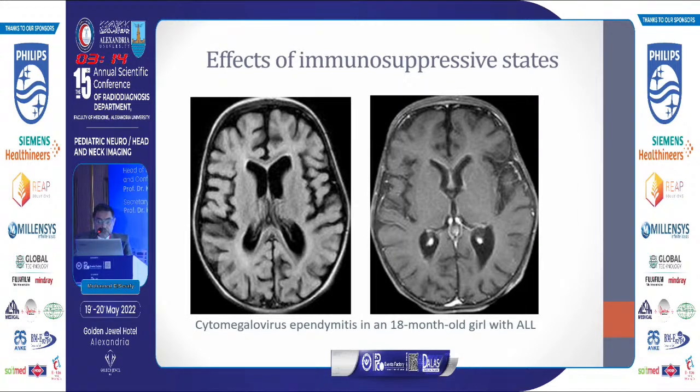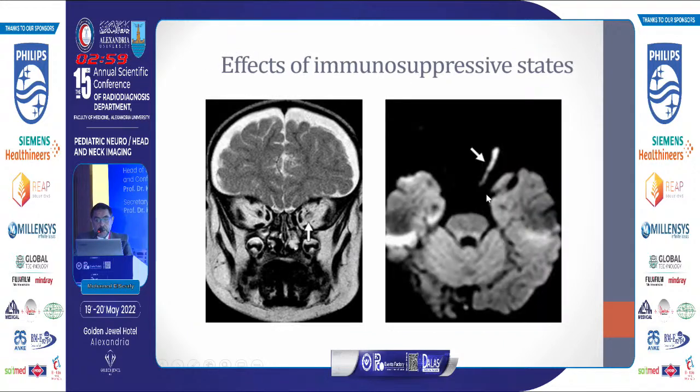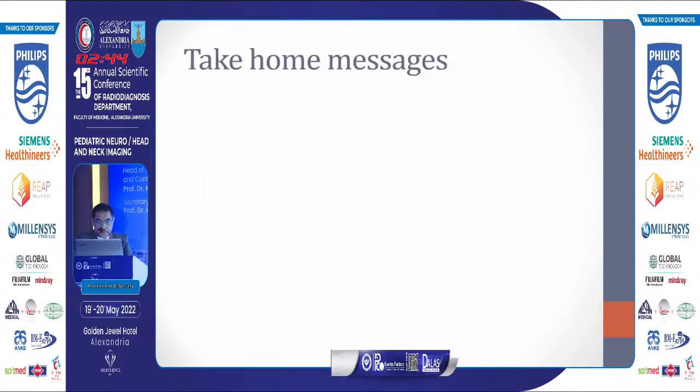Another opportunistic infection, a rare type of viral infection, is cytomegalovirus infection in an immunocompromised child, seen as subtle, diffuse ependymal enhancement. In this patient, there is hyperintense signal in the left optic nerve that showed restricted diffusion on diffusion weighted image, and this was a varicella zoster optic neuritis in a patient with leukemia.